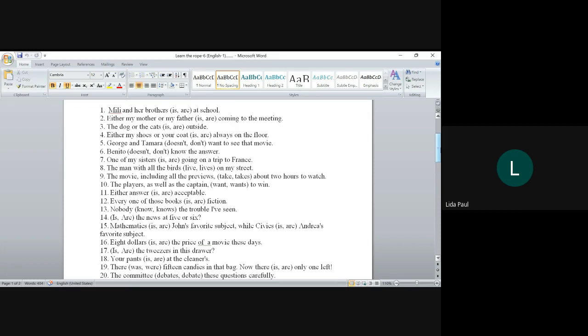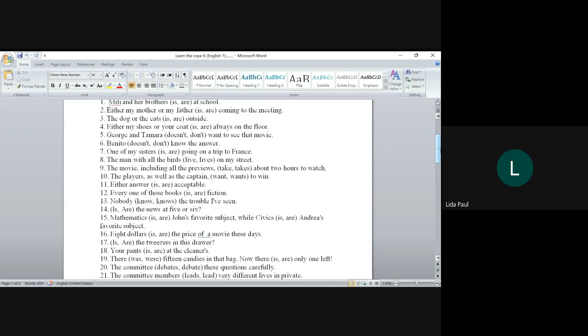Similarly, you have mathematics is or are John's favorite subject, while civics is or are Andrea's favorite subject. Both is. Okay. Mathematics is John's favorite subject. Civics is Andrea's favorite subject. 16th one, $8 is or are the price of a movie these days.